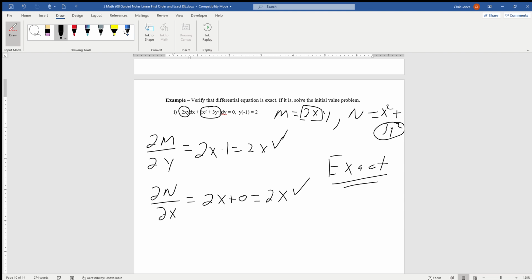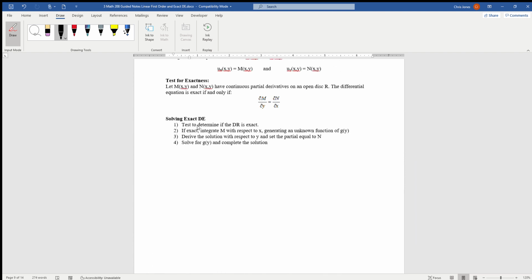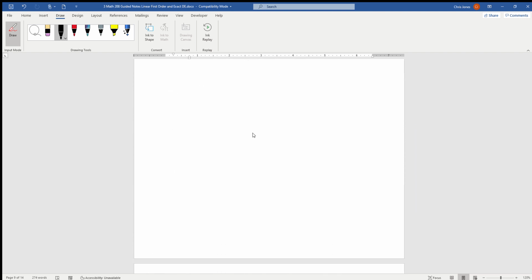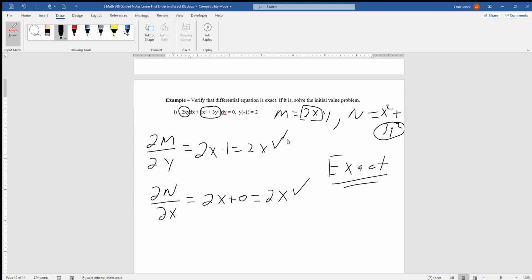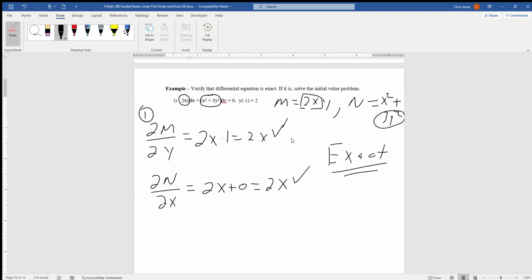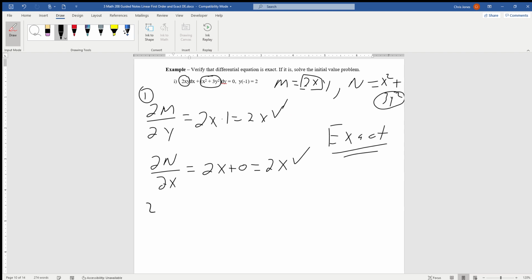Now, unfortunately, what that means is you have to keep going with the problem in the exact method. Okay, so if we're going back up here to the steps, that's step 1: test to determine if the differential is indeed exact, which we just did. Step 2 is easy. We are going to integrate 2xy with respect to x. And we're not going to worry about the constant of integration, and I'll show you at the end of the problem why we don't worry about it.